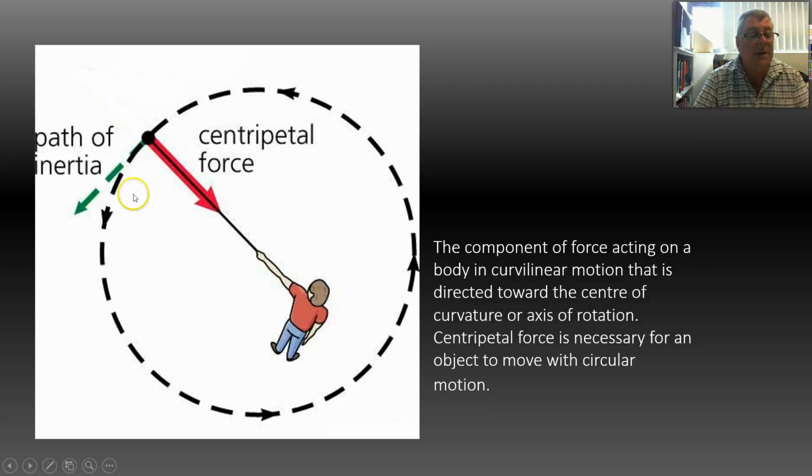There are other forces that can be associated, but the force that's actually causing the circular motion is acting towards the center of the circle. Now, in this case, there's some weight being swung around. We're looking down on this person. If this string broke or was released, the object would fly off on a tangent. This is the path of inertia, and there's no further centripetal force acting on it.